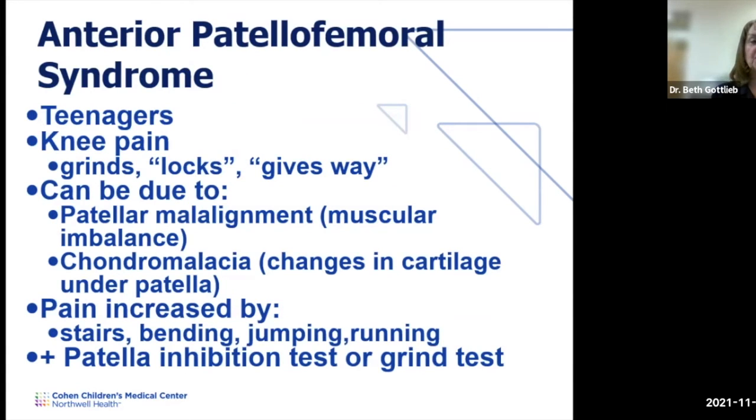Now, I showed you this on the musculoskeletal exam, patellofemoral syndrome. Very, very common in teenagers. And some teenagers will actually tell you they hear this grinding or popping, or their knee might lock, or they're walking and suddenly they feel like their knee gives way. And that's this patellofemoral syndrome.